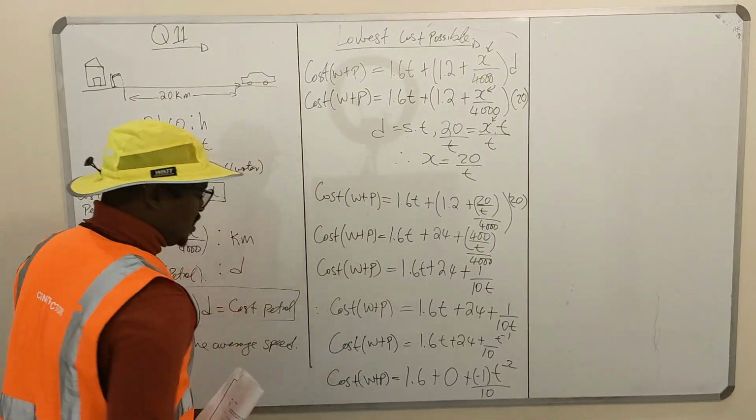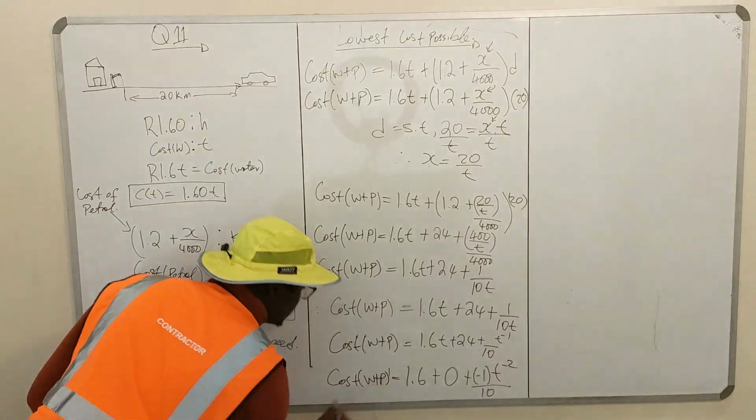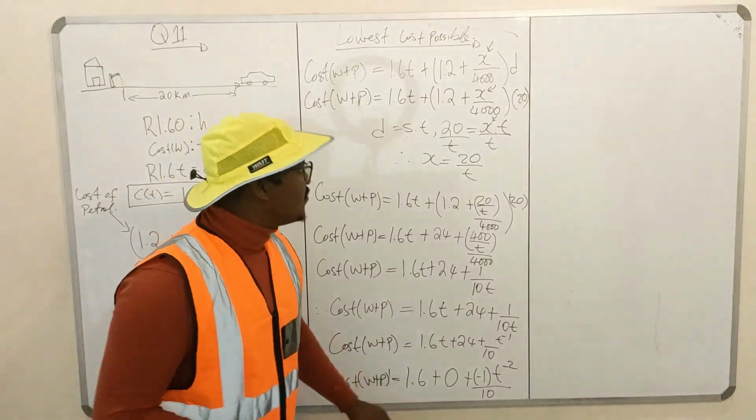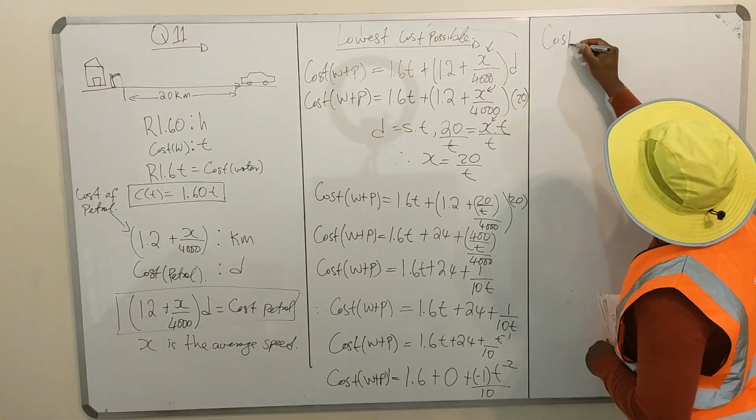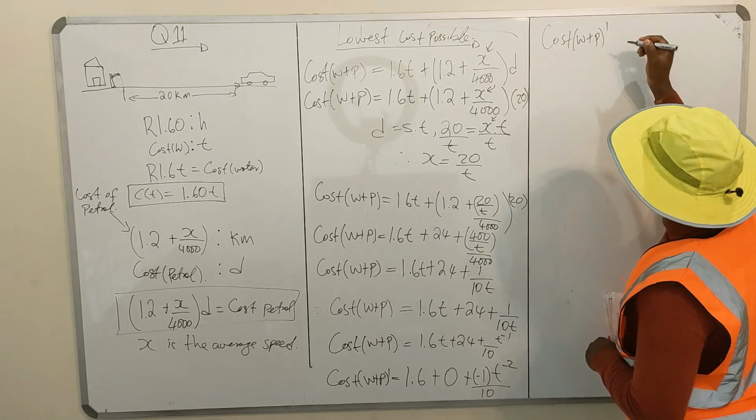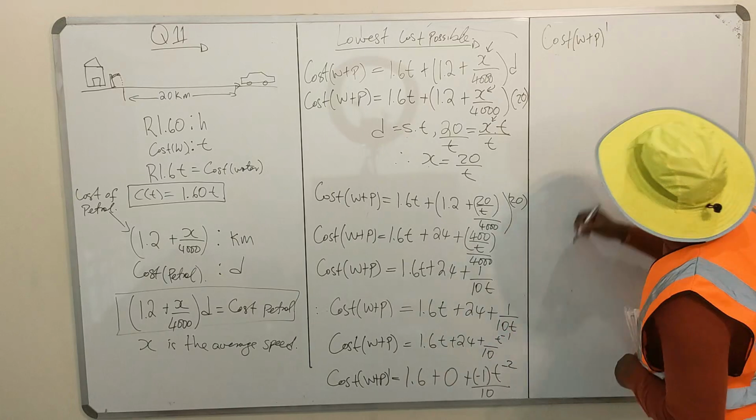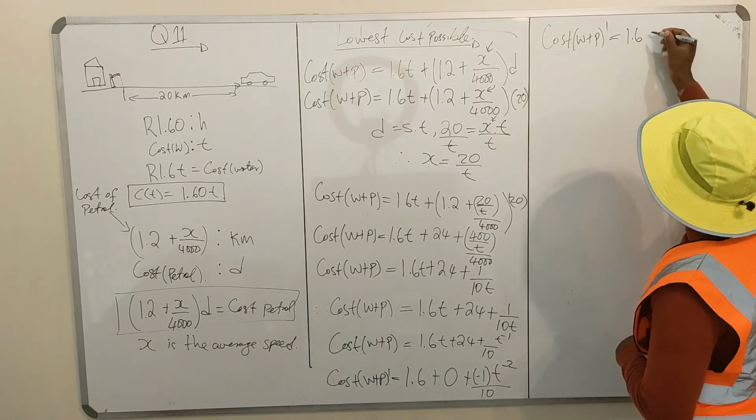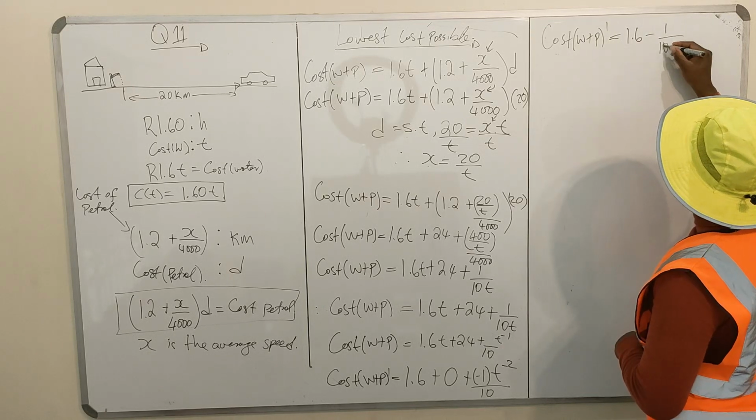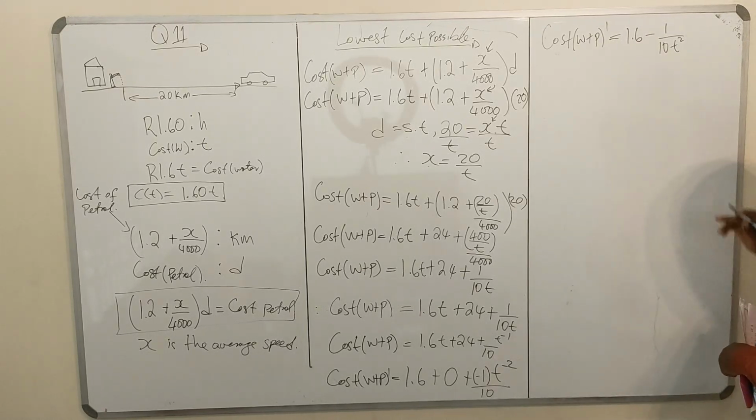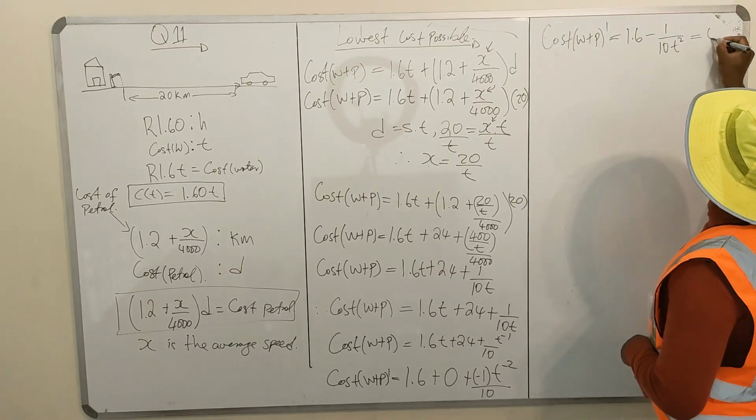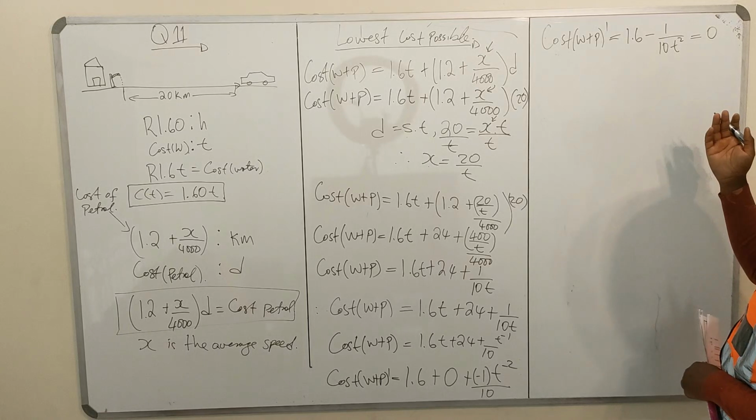So you equate this to 0. This is your derivative. So you equate the derivative to 0. The cost of water plus cost of petrol, this is the derivative of it, which is this thing here, is equal to 1.6 minus 1 over 10 t squared. This is the rate of change. So you equate this to 0 and solve for t.